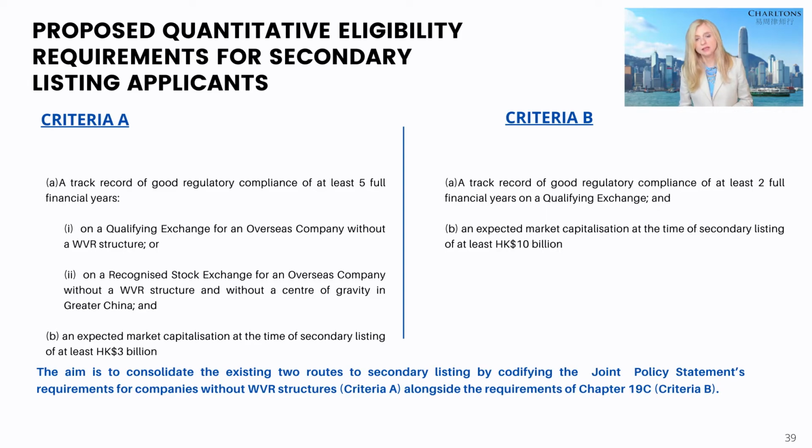The current requirements for profit, revenue and cash flow would continue to apply to secondary listing applicants without weighted voting rights structures, as would the management continuity and ownership continuity requirements under the Exchange Listing Rule 805. Secondary listing applicants with weighted voting rights structures would not be affected by the proposed Criteria A and Criteria B eligibility requirements. They would instead need to satisfy the existing quantitative eligibility requirements under Chapter 19C.